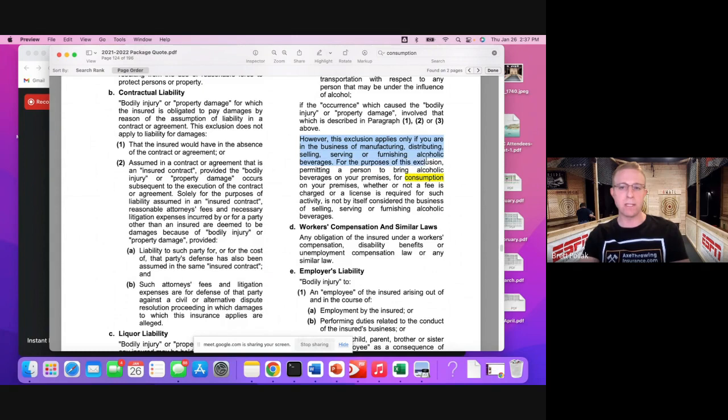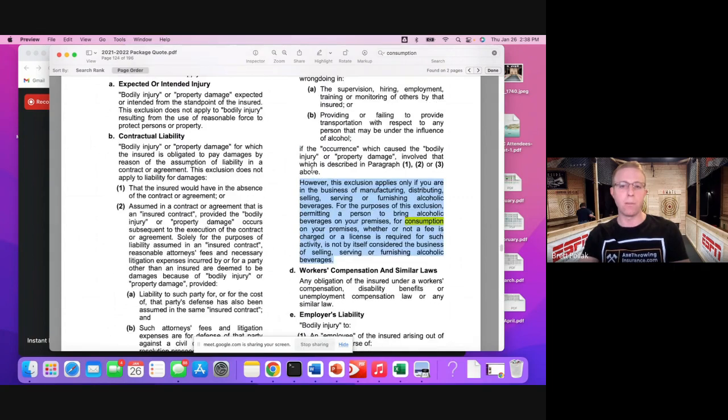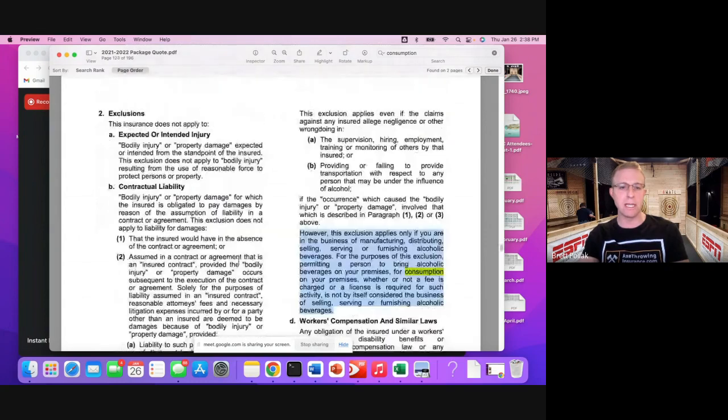For the purpose of this exclusion, permitting a person to bring alcoholic beverages on your premises for consumption on your premises, whether or not a fee is charged or a license is required for such activity, is not by itself considered the business of selling, serving, or furnishing alcoholic beverages. This is your standard BYOB language, and you can find it under a general liability policy within exclusion C.